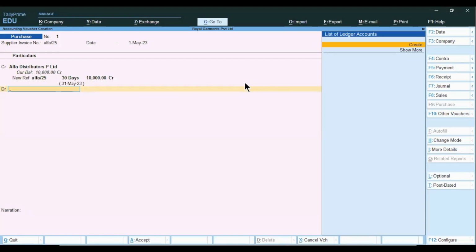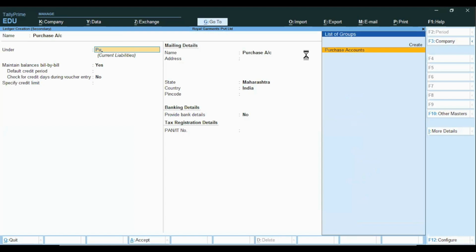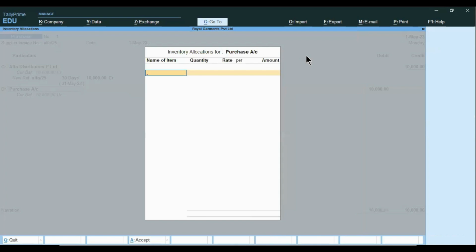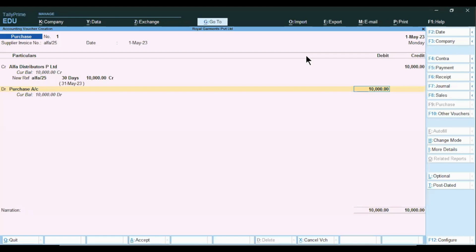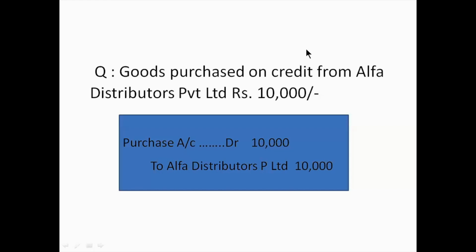Debit will go to purchase ledger. So we don't have the ledger. We will create it. Purchase, create purchase account. We have the purchase group for this purchase account under purchase group. Rest of the things as it is. 10,000. Enter. Being goods purchased. Enter. Enter. So this is how we can enter the purchase transaction.